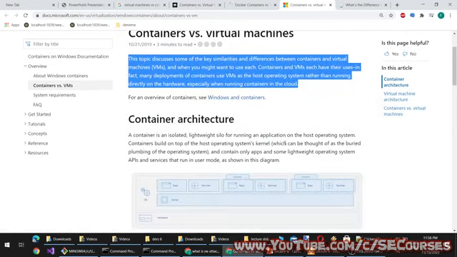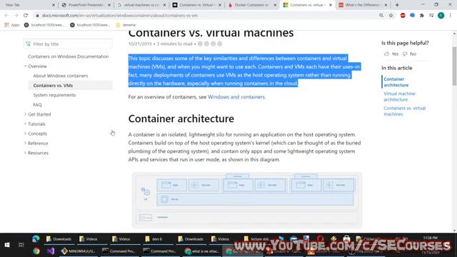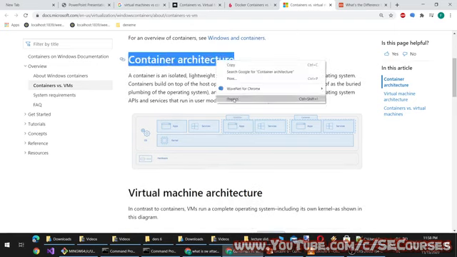This topic discusses some of the key similarities and differences between containers and virtual machines (VMs), and when you might want to use each. Containers and VMs each have their uses. In fact, many deployments of containers use VMs as the host operating system rather than running directly on the hardware, especially when running containers in the cloud.